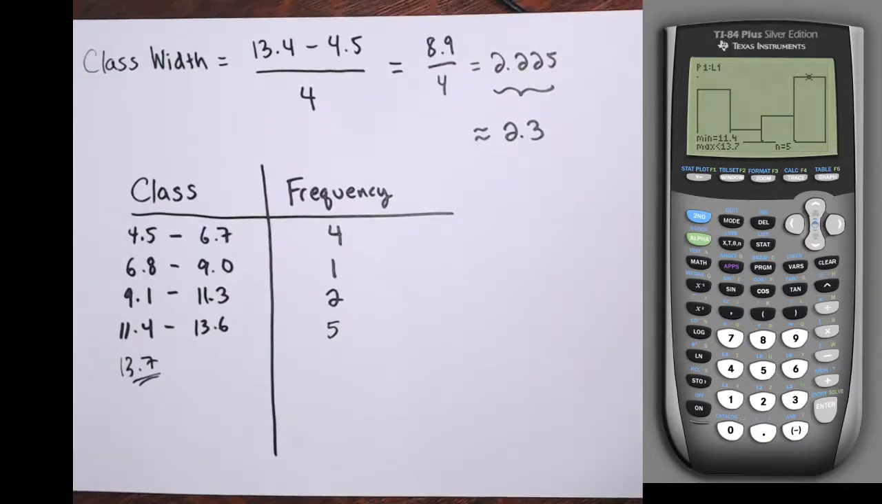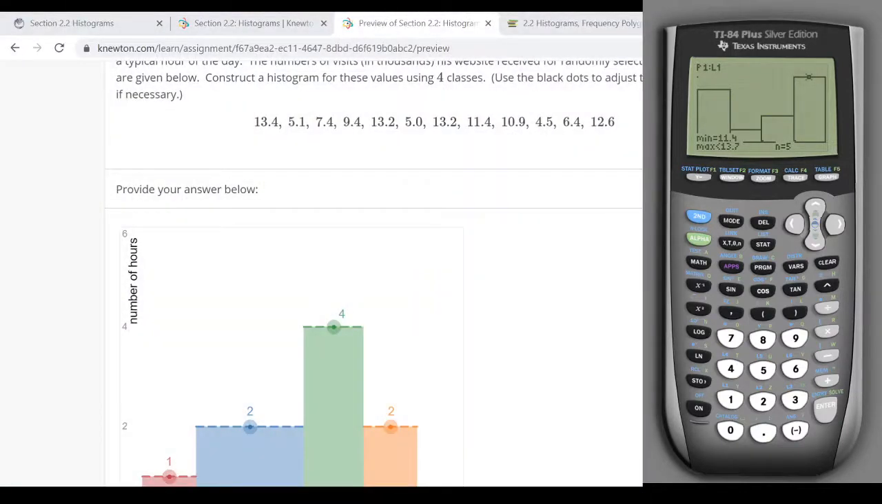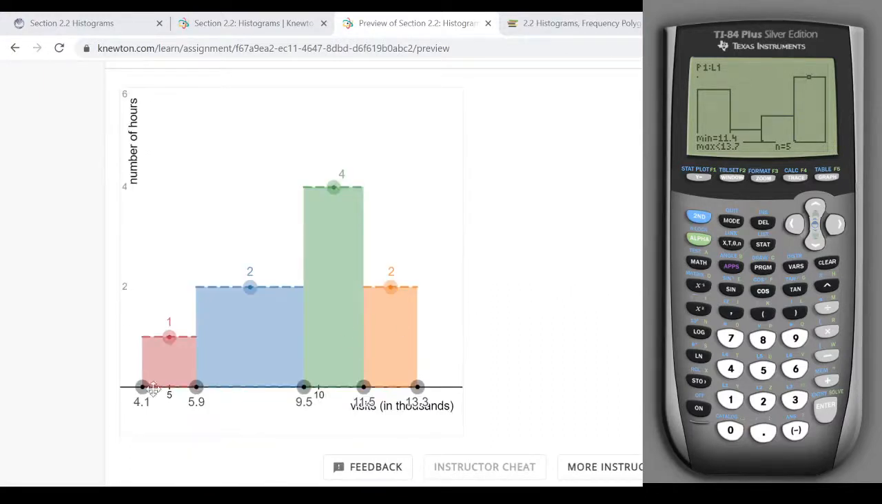All right, and back on the assignment, I'm going to enter the same stuff. You go down here. Remember, all the black points are going to be the lower class limits, so the first one here is at 4.5. Then I just keep adding the class width, 2.3. So the next one is at 6.8. The next one at 9.1.